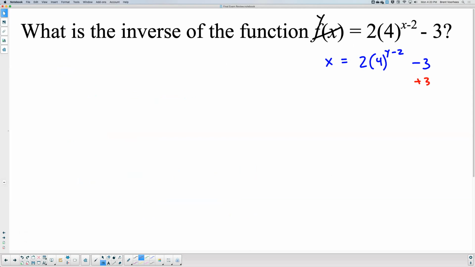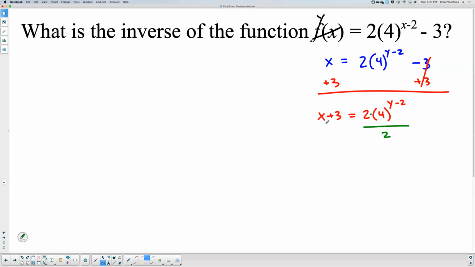So I'm going to add 3 to both sides. And so I have x plus 3 equals 2 times 4 to the power of y minus 2. And now from here, I could divide by 2. Since this 2 is multiplying, I'm going to divide by 2. Remember, when you divide, you distribute that. So I have (x plus 3) over 2 equals 4 raised to the power of y minus 2.